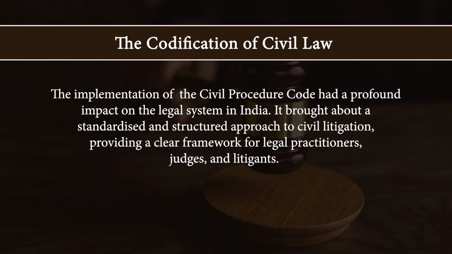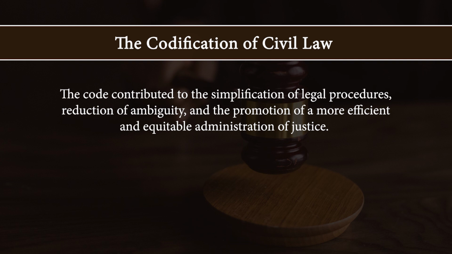The implementation of the Civil Procedure Code had a profound impact on the legal system in India. It brought about a standardized and structured approach to civil litigation, providing a clear framework for legal practitioners, judges and litigants. The code contributed to the simplification of legal procedures, reduction of ambiguity and the promotion of more efficient and equitable administration of justice.